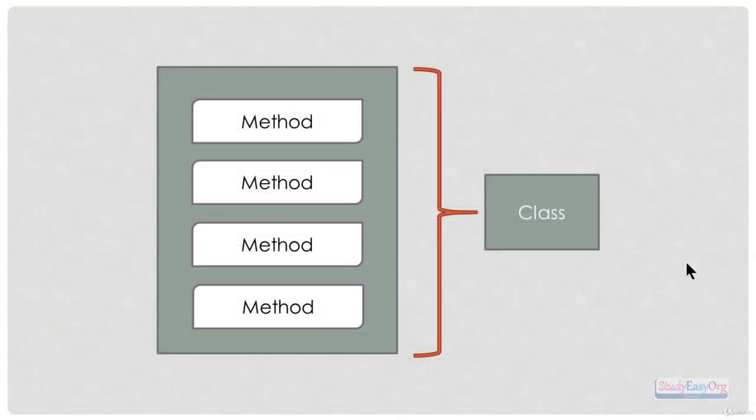In this video we will talk about JUnit hooks. So let's get started. Now friends, in this very simple, easy to understand diagram, consider the outer block as a class and the inner blocks as methods. So we have a class and a couple of methods inside the class.